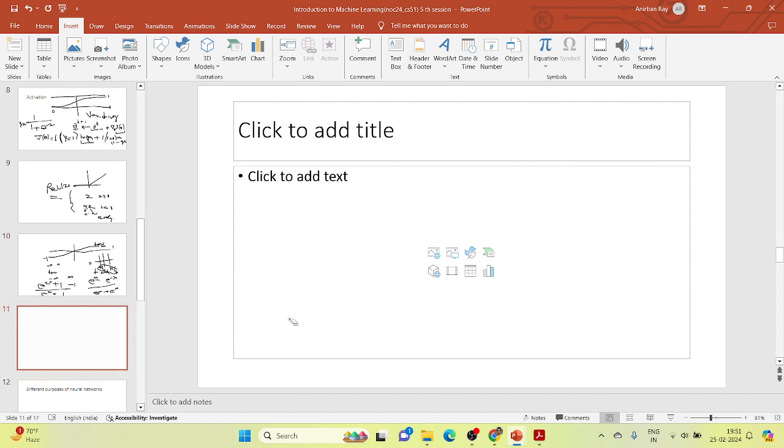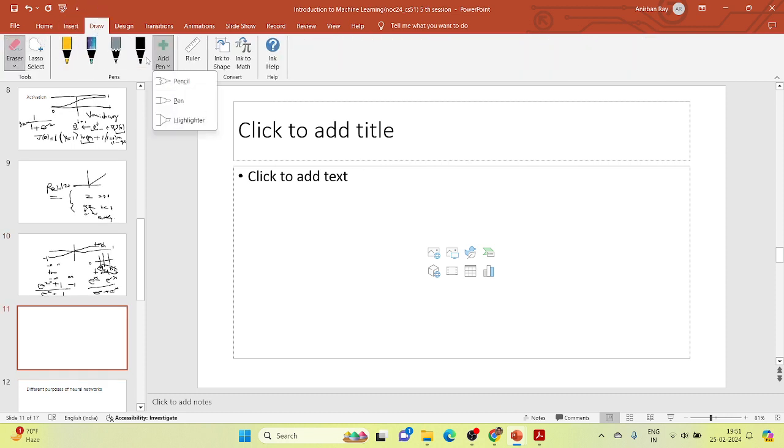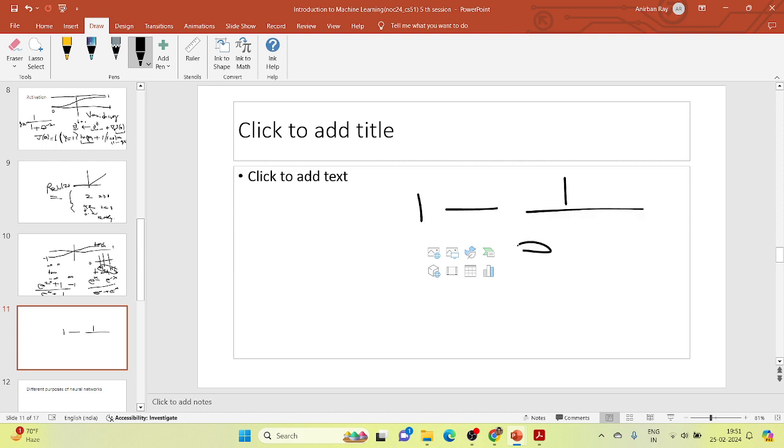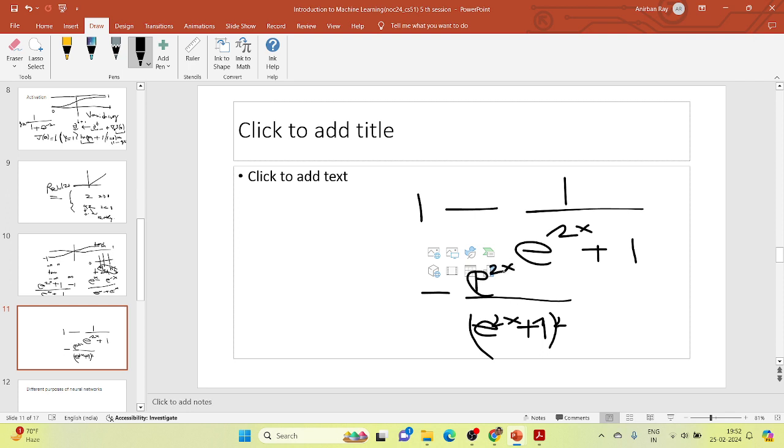Okay, new slide. 1 minus 1 by e to the power 2x plus 1. Okay, and so taking the derivative here, what will I get? Minus will remain, 1 upon 2x plus 1 square, e to the power 2x, and 2. This is the derivative, and this is always negative, as you can see.